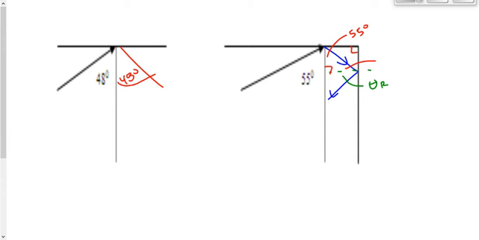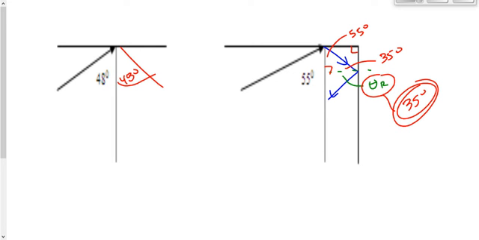The sum of the angles inside a triangle equals what? 180. So we're going to say 90 plus 55 is 145. This one, therefore, has got to be what? 35? Yep. 35 degrees. And if that one's 35, then this one's going to be 35 degrees as well. There's my answer, 35 degrees, right?